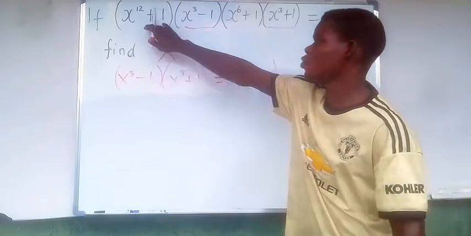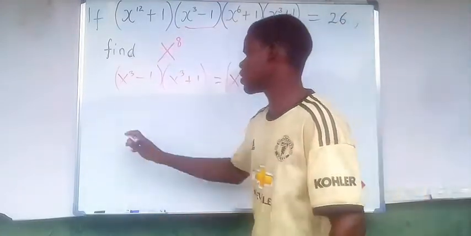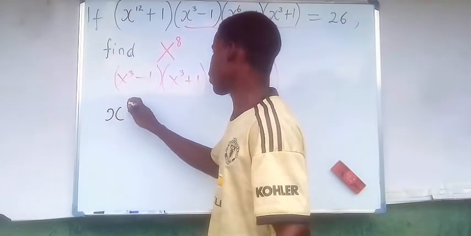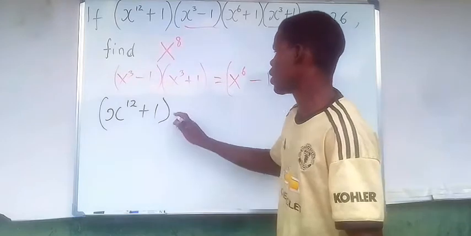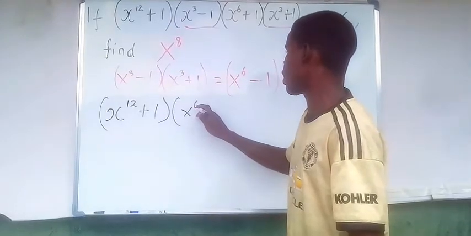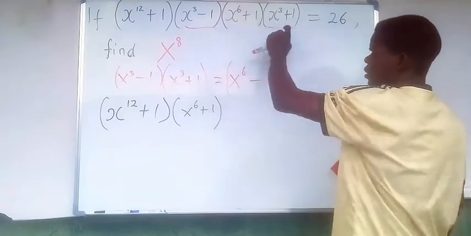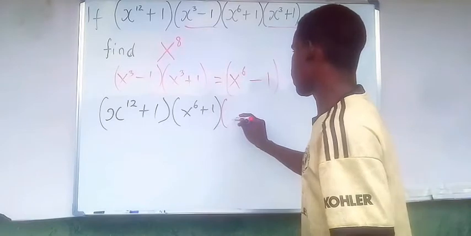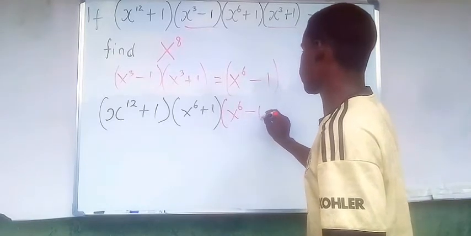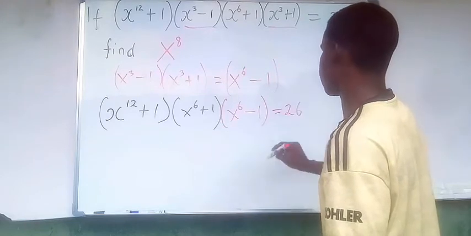So we are left with the two brackets. Okay, so we go ahead and write them down. We say x to the 12 plus 1 times x to the 6 plus 1. I know that the product of these two brackets gave us this. So we go ahead and plug that in. We say x to the 6 minus 1. Recall, it is equal to 26.